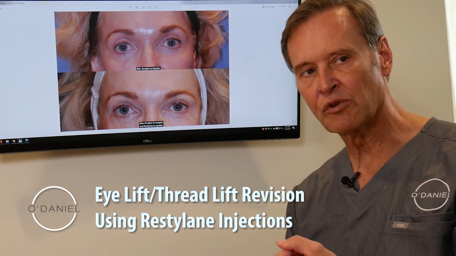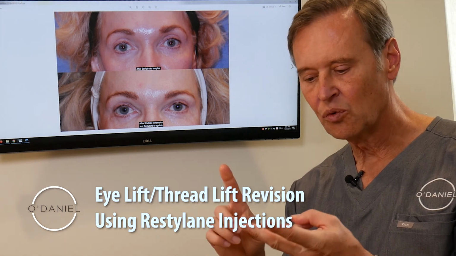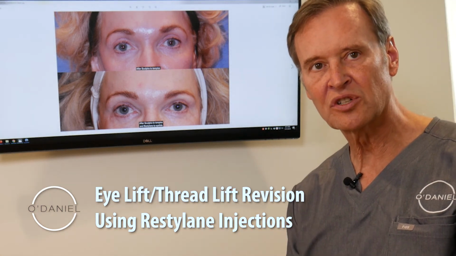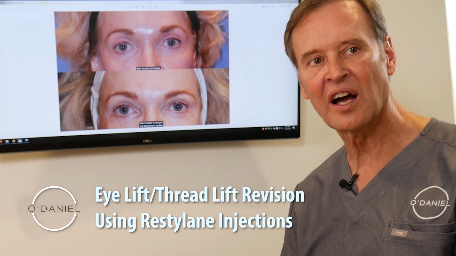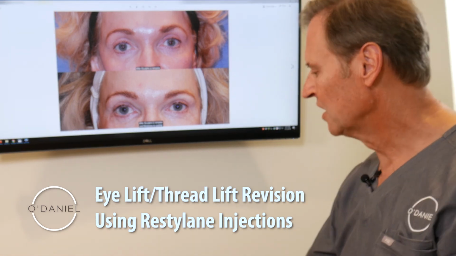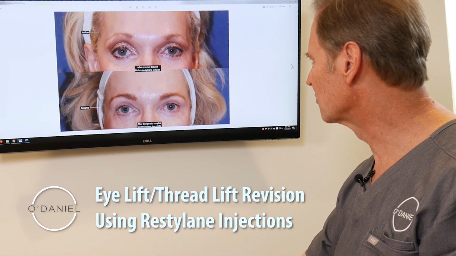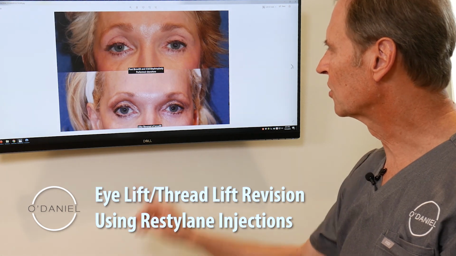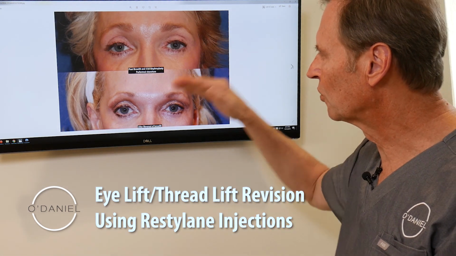So first we reversed the thread lift, we added Sculptra to the temporal region, and then we used Restylane in the eyes to improve the eye quality. And you can appreciate that this gives us a much nicer look compared to where she started to where we finished.